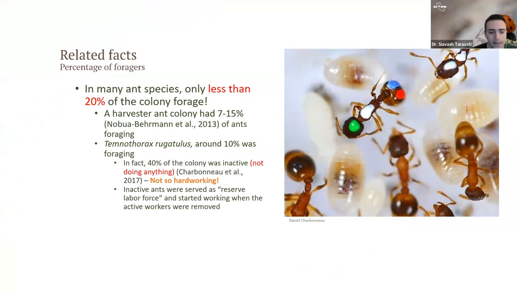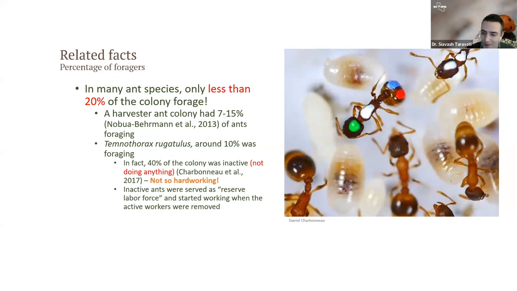For example, a study on harvester ants showed that only 7 to 15% of the colony actually forages. The rest of the colony doesn't forage. They're usually back in the nest doing other tasks. Another study found something even more interesting. They found that not only a small percentage, around 10% of the colony, forage, but also that 40% of the colony was inactive, doing nothing, idle. So not so hardworking, right?